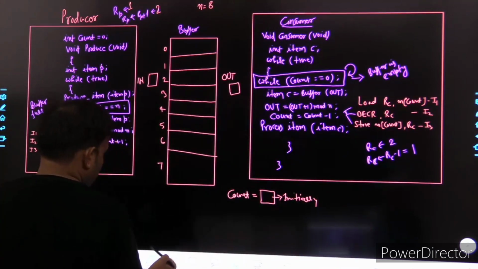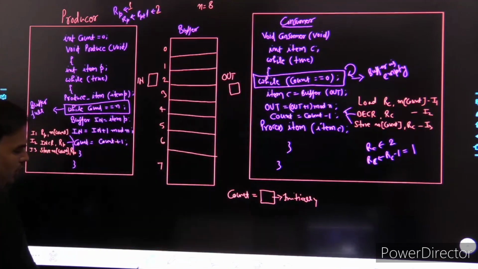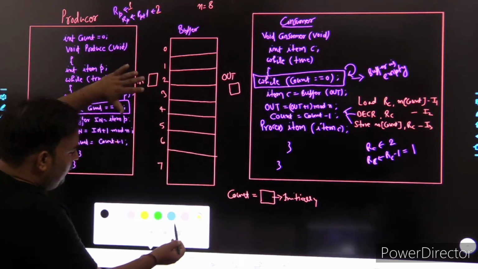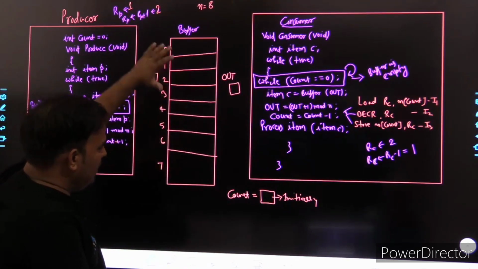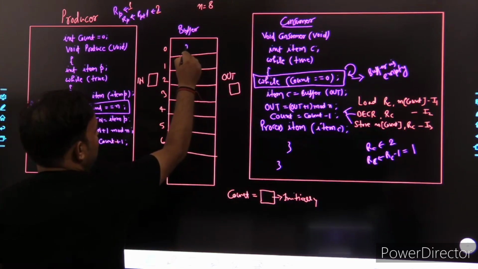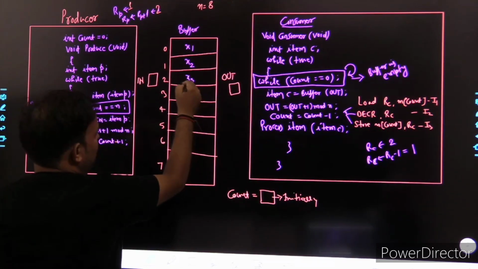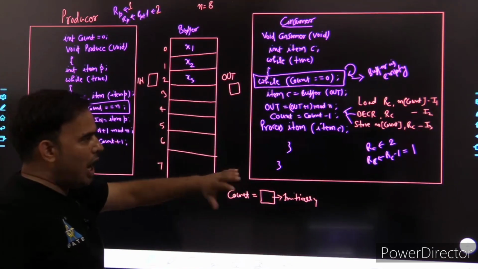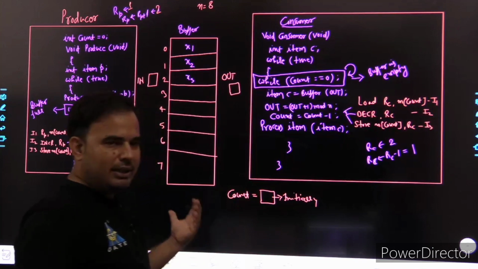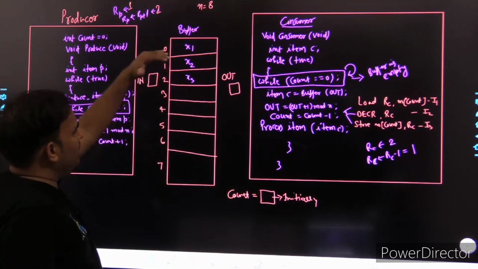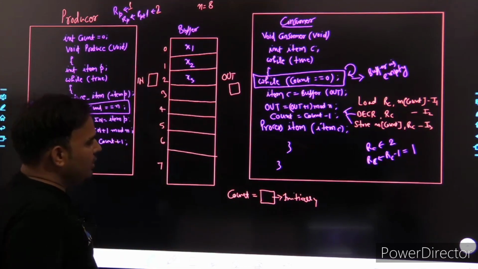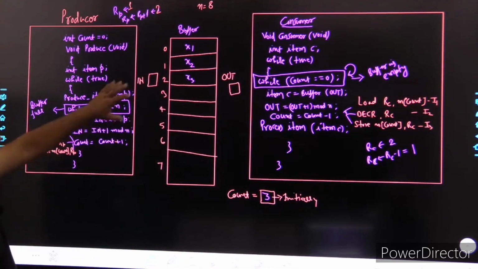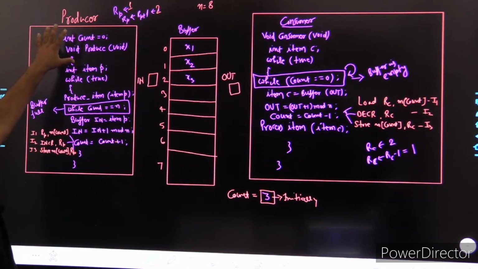Let us consider a situation in the buffer. In the buffer we have three items, x1, x2 and x3. Then what will be the count value? Count value tells you how many items are present in the buffer at any time. At this time, how many items are present in the buffer? 3. So here 3 will come. And in is used by the producer.